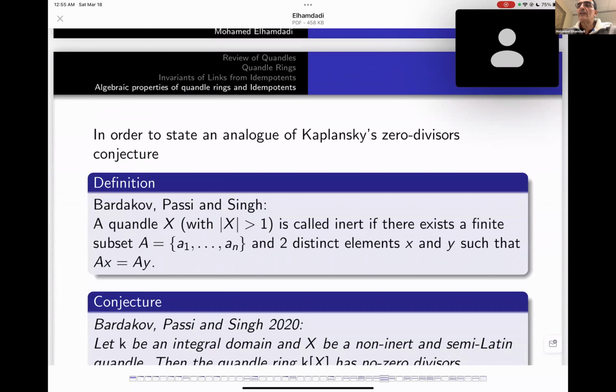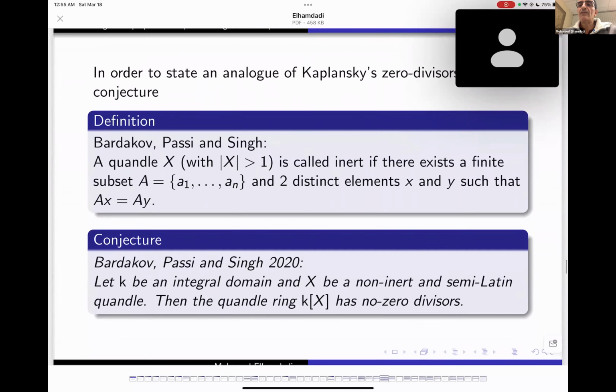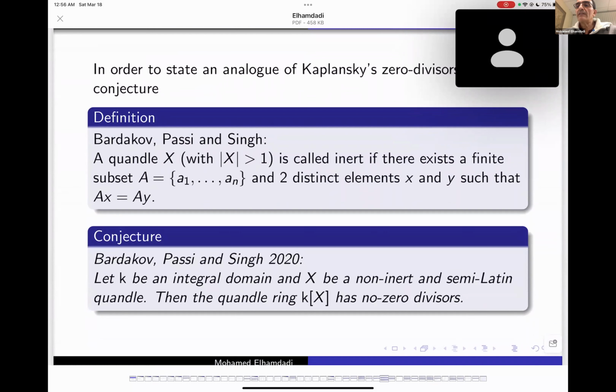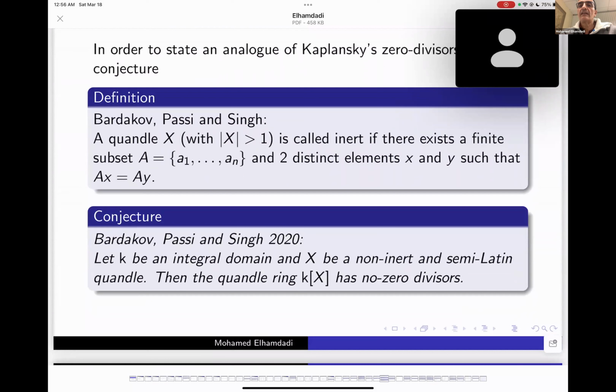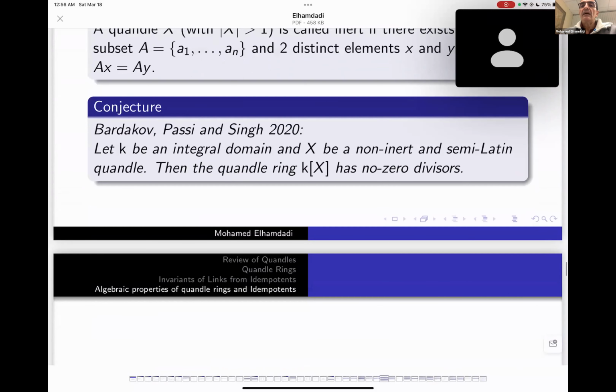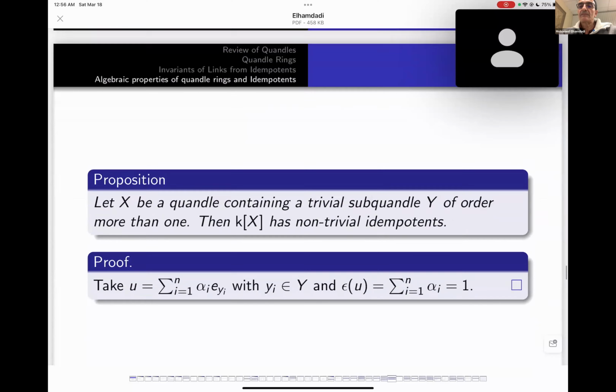In order to state the analogue of the Kaplansky zero divisor conjecture, they needed the following definition. A quandle is called inert if there exist finite subsets A_1 to A_n and two distinct elements x, y such that if you multiply A by x from the right, it is the same thing as multiplying A by y from the right. And they proved that for K an integral domain and X non-inert and semi-Latin, the quandle ring has no zero divisors.